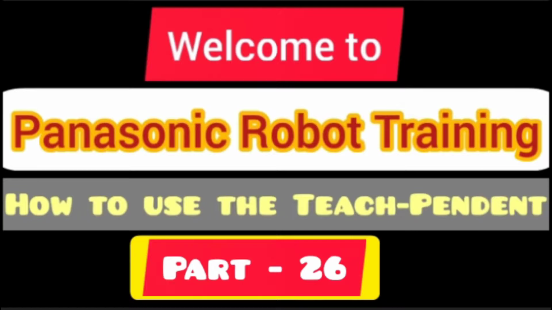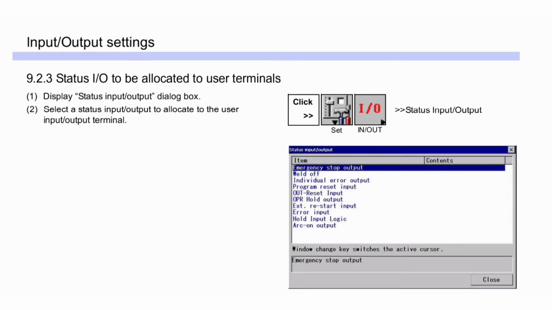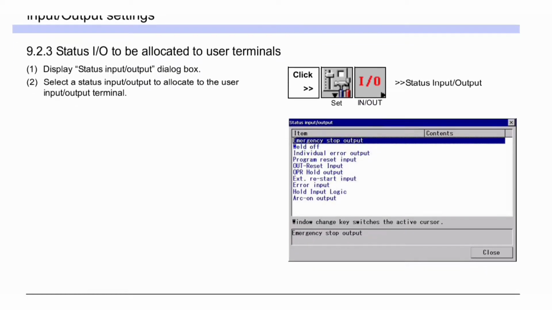This is part 26 and today we discuss status input output to be allocated to user terminals. First, display the status input output dialog box. Second, select a status input output to allocate to the user input output terminal. Here you can see an image of status input output to be allocated to user terminals.